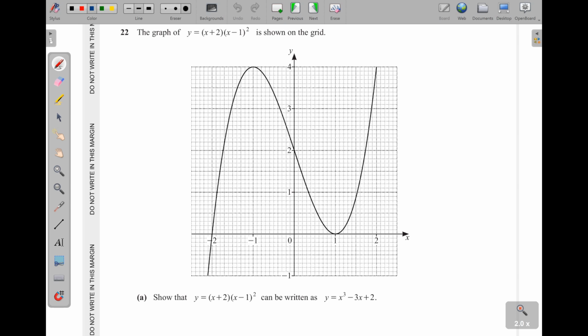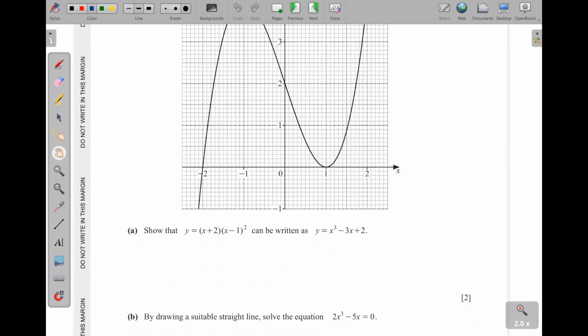Question 22. The graph of y is equal to x plus 2 into x minus 1 squared is shown on the grid. This one is what we call a cubic curve. Show that y is equal to x plus 2 into x minus 1 squared can be written as y is equal to x cubed minus 3x plus 2.